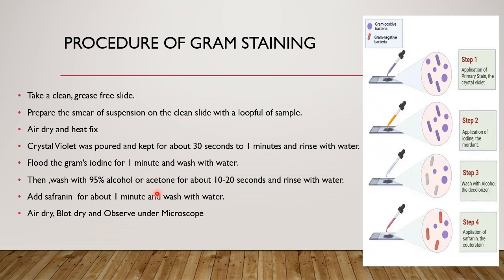Then, in the third step, we add 95% alcohol or acetone for about 10 to 20 seconds and rinse it with water. So again you flood it with alcohol or acetone, keep it for about 10 to 20 seconds, and then rinse it with water. This step is very important. You shouldn't keep the decolorizer for a very long time to get accurate results. You can keep it for about 10 to 20 or 30 seconds and then rinse it with water.